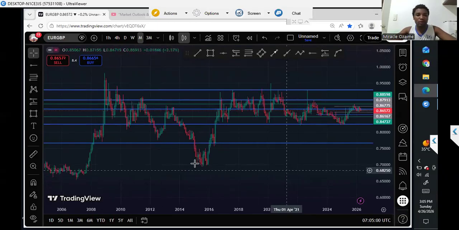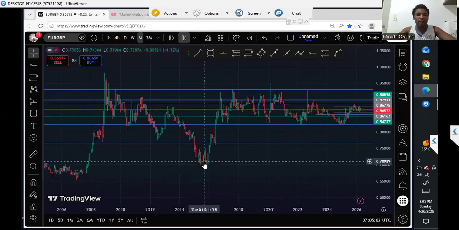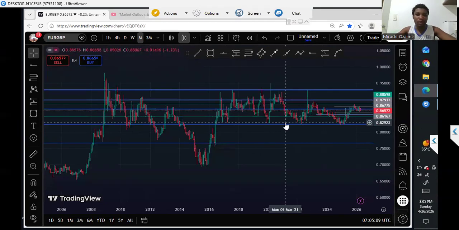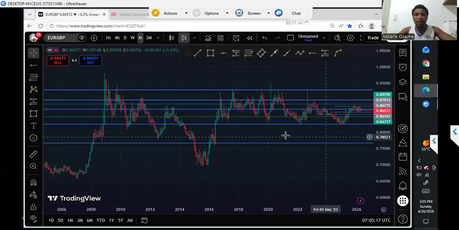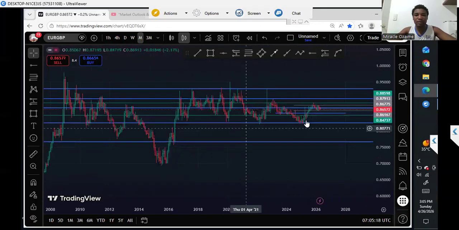On the monthly time frame, we can see a massive inverse head and shoulder pattern here. This is the head, this is the left shoulder, and this is the right shoulder. And the right shoulder created several bases, several bottoms around this area. One, two, three, four. Four clear bottoms that we can see around this area.